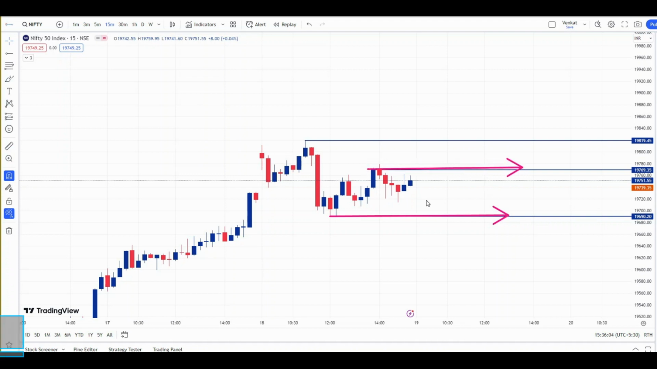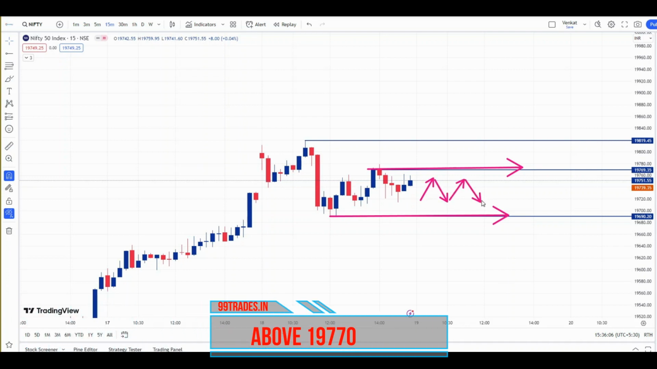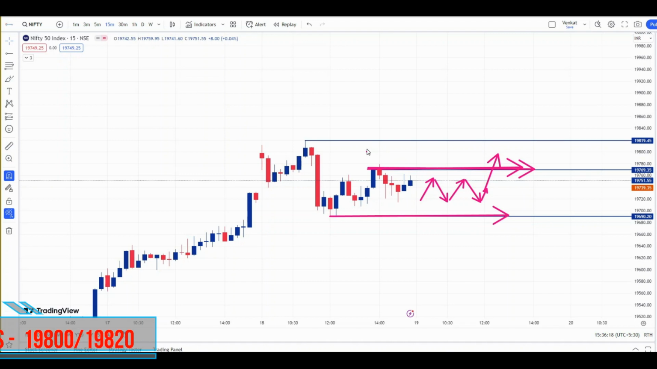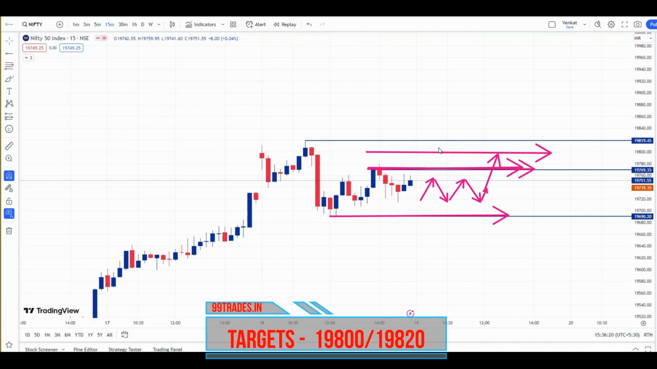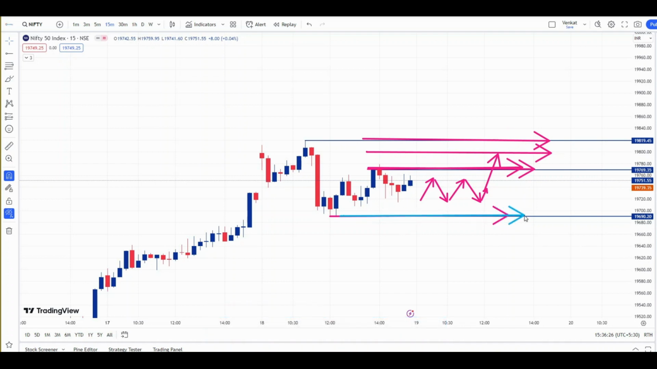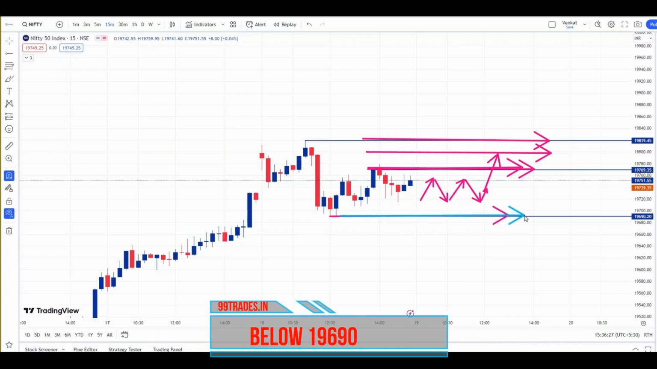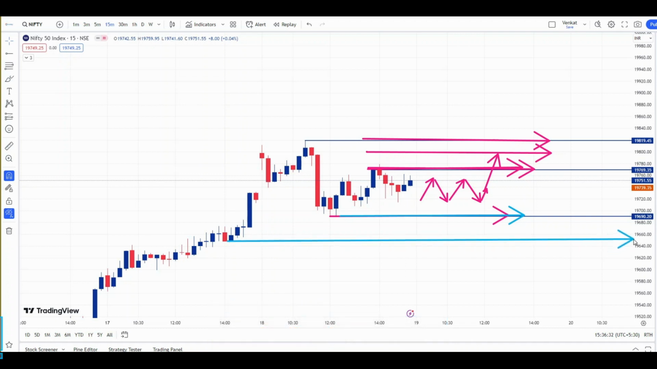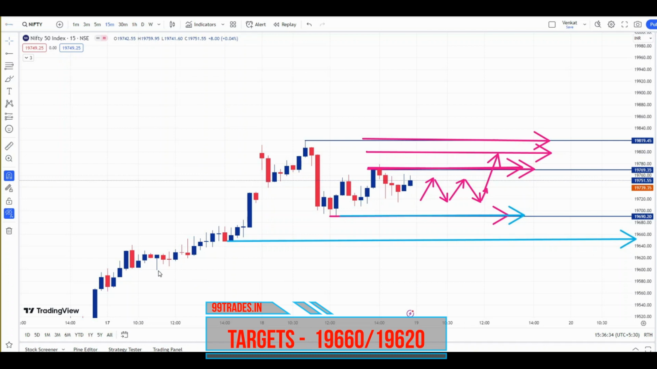That is, if Nifty opens flat in between this area and spends some time here and gives a breakout on the upside, then our first target will be 19,800 and the second target will be 19,820. If Nifty breaks this level on the downside, that is below 19,690, then our first target will be 19,660 and the second target will be 19,620.